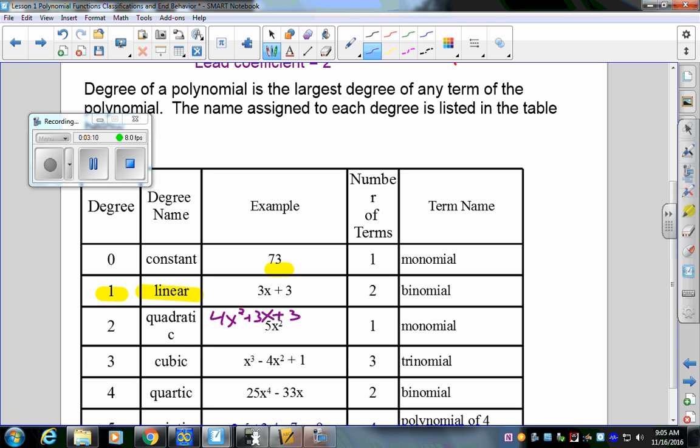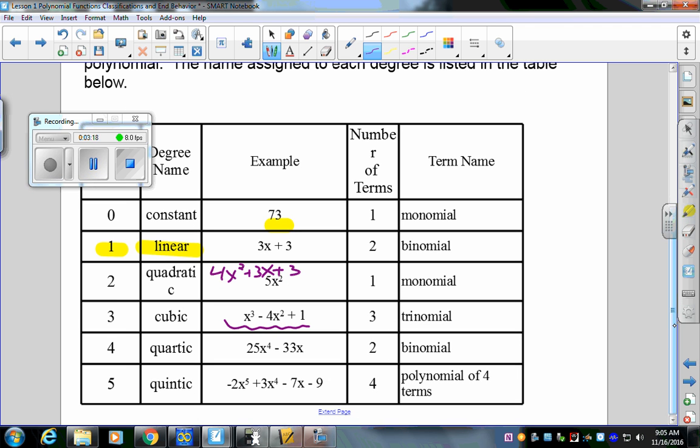If your highest exponent or degree is a 3, that is a cubic, as we see in this example down here. Degree of 4 is a quartic, and degree of 5 is a quintic. Okay, quin meaning as a prefix for 5, and quart a prefix for 4.